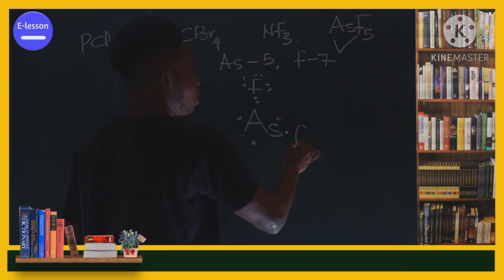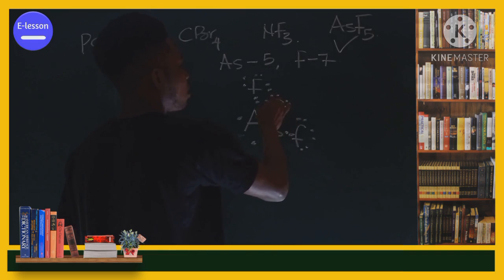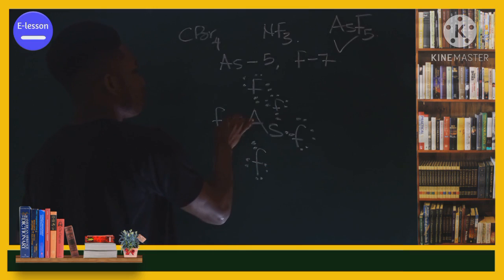Same thing is applicable here, like this, 7, 8. So we have another fluorine atom here, 1, 2, 3, 4, 5, 6, plus this 7. Another fluorine atom here, 1, 2, 3, 4, 5, 6, 7. And another fluorine atom here, 1, 2, 3, 4, 5, 6, 7.